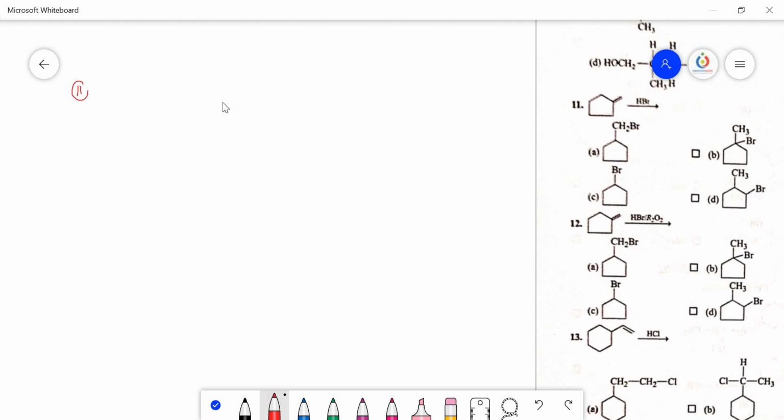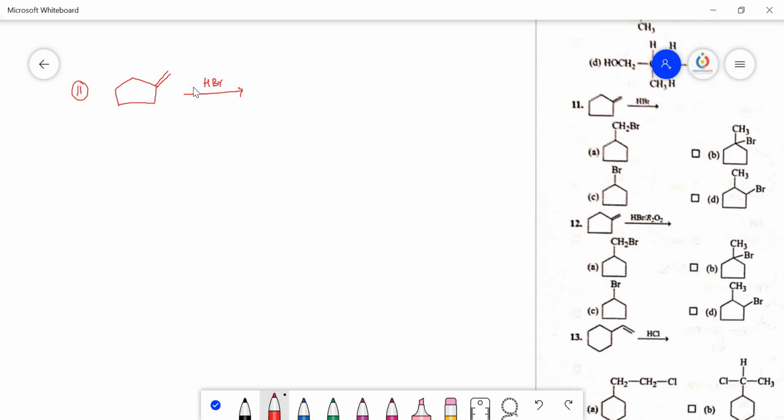Question number 11. Here one question is given. The reactant molecule's double bond is not properly visible, so I will write it down here. This molecule, on reaction with HBr, gives what type of molecule?